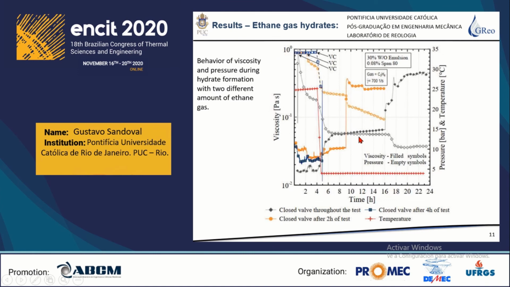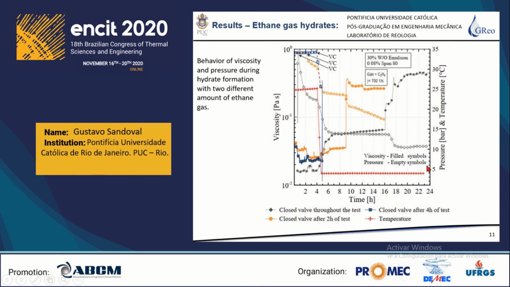Another important piece of information that we can take from the results is the amount of gas that is consumed during the reaction of hydrate formation. If we know the pressure, temperature, and system volume before hydrate formation, we can calculate, through the equation of state of real gases, the number of moles at this point. If we apply this same equation after hydrate formation, we can calculate the difference in the number of moles consumed in the reaction of hydrate formation.